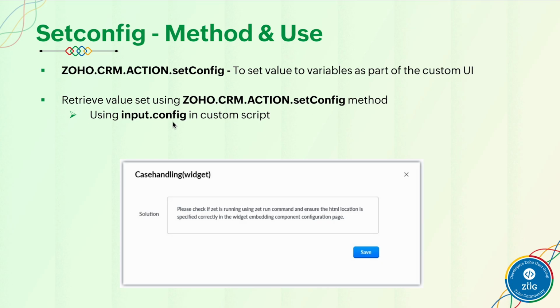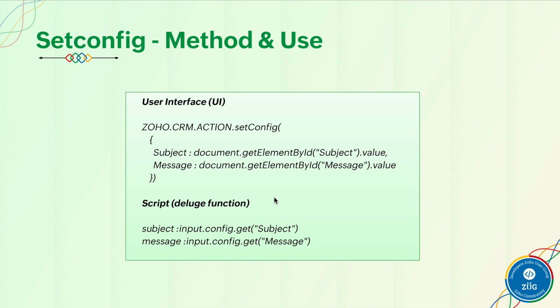Later, the value which is set using this method can be retrieved in your custom script using this input.config parameter. So when you're handling your custom Deluge script, if you want to retrieve the value set to this particular variable, you can do it using input.config.get of whatever variable name it was saved to as part of the UI. So I just have a sample script over here.